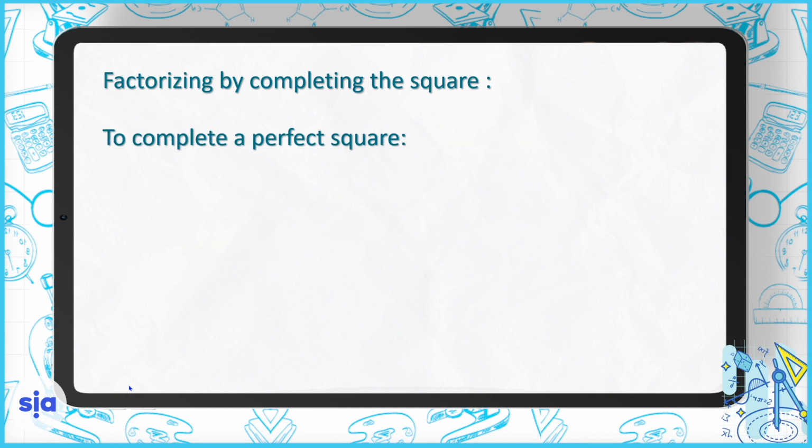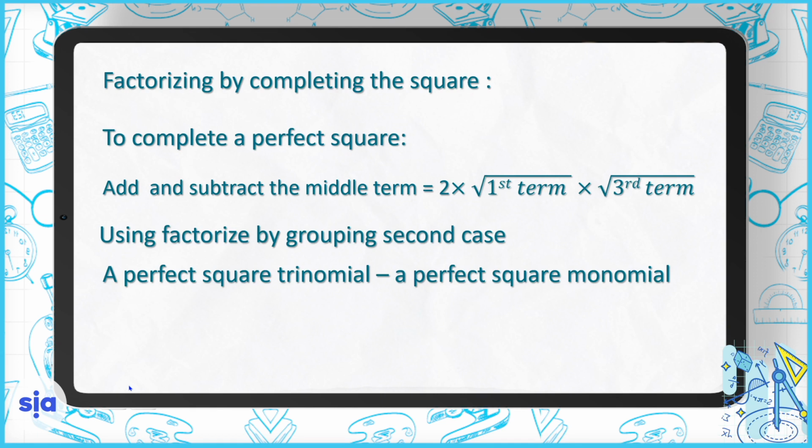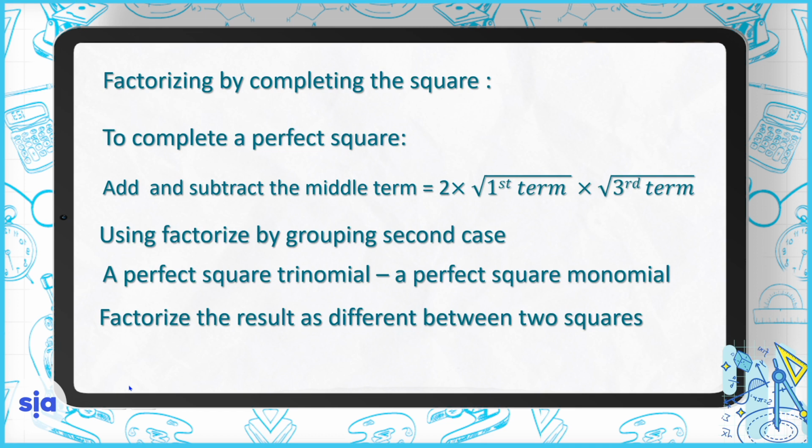To complete a perfect square, the steps are: the first thing, we're going to add and subtract the middle term that we got as 2 times root first term times root third term. After that, we're going to use factorize by grouping, second case, and then a perfect square minus a perfect square monomial. After that, we're going to factorize using the difference between two squares. Let's go and apply this in exercise number 1.